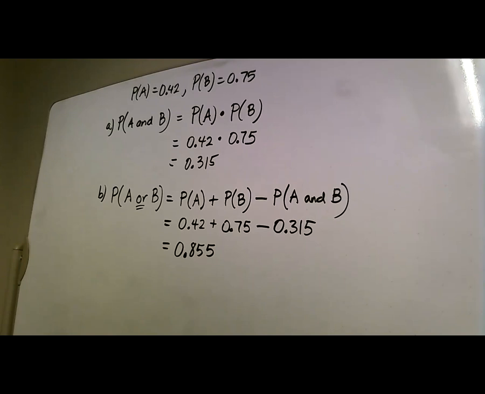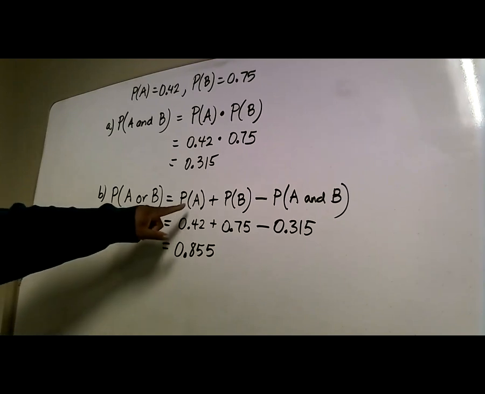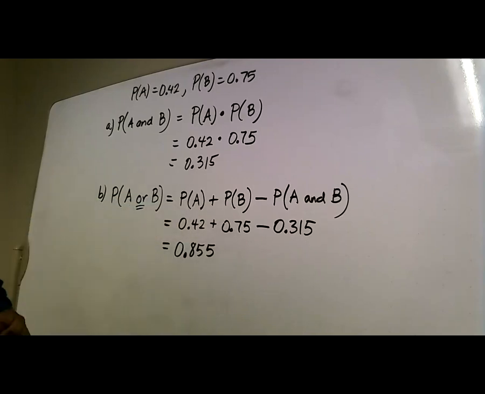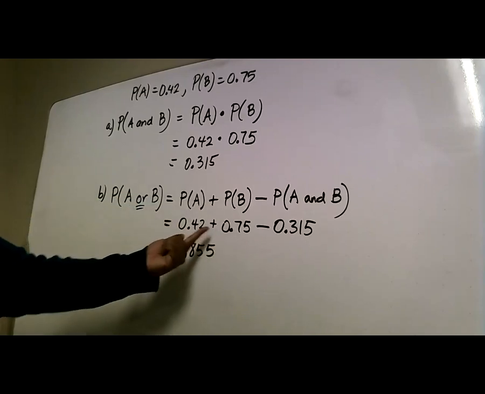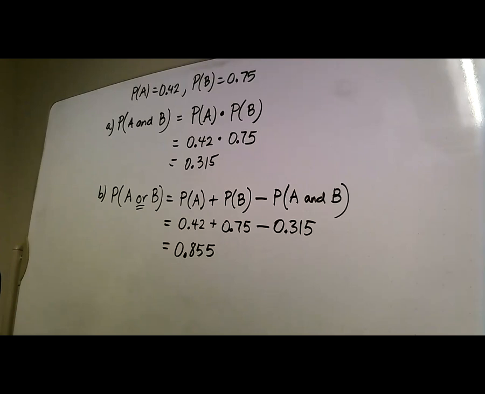Now, some of you might be thinking, why can't we just use the probability of event A plus the probability of event B? Well, if I added these two, I would get something like 1.17, which would not make sense because probabilities cannot be greater than 1, nor less than 0. Probability values are always between 0 and 1. Questions?